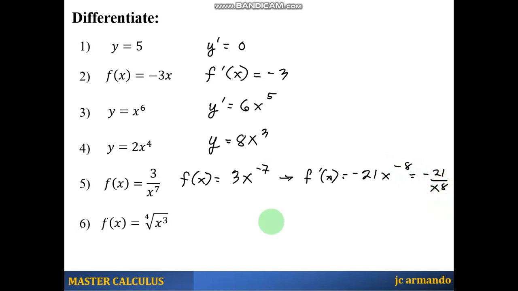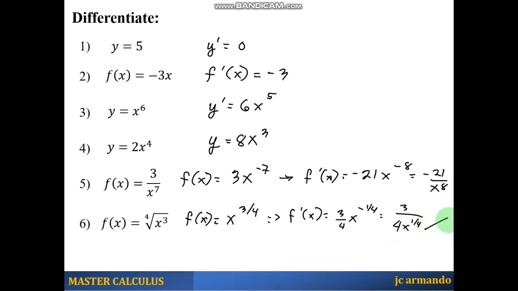Okay? Then how about for this one, 4th root of x cubed? So gagawin muna natin siyang fractional exponent, that's x raised to 3/4. Okay? So therefore, we have f prime of x is just equal to, bring down 3/4. So x, 3/4 minus 1 is negative 1/4. So this becomes 3 over 4 x to the 1/4. Okay na yan. Kahit di nyo na siya i-radical.